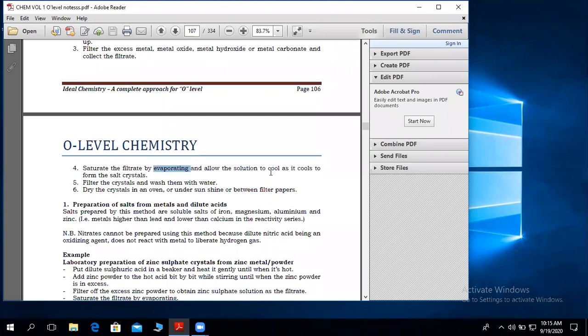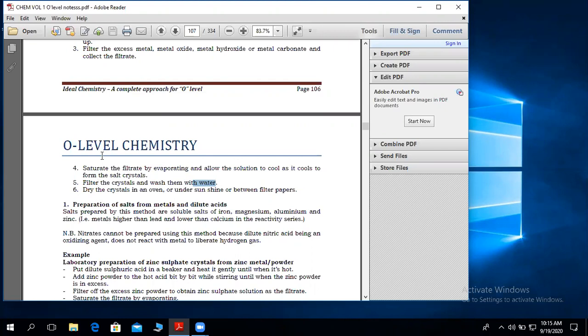So after evaporating off the water, when you allow the solution to cool, the crystals will start forming slowly. As it cools, crystals form, and those are the crystals of the salt. But those crystals are not pure. How do we purify them? We wash those crystals using distilled water. Take note, I told you this should be distilled water, not any water from the tap. Then after washing the crystals, we dry them.